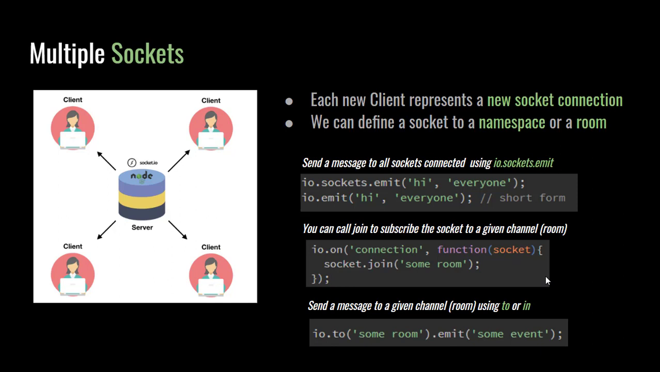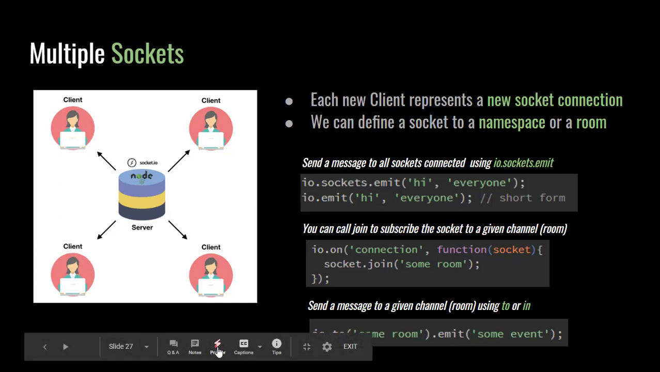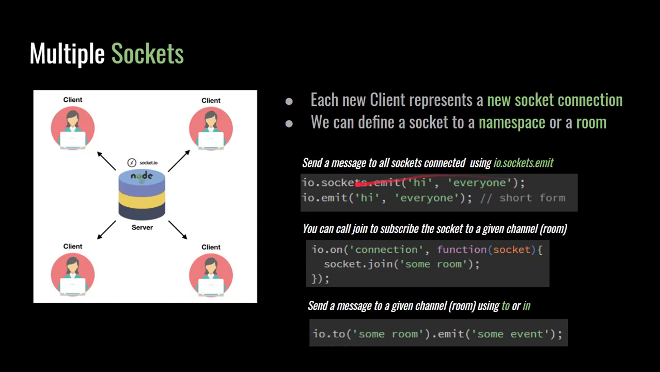So again, we are going over this again. I'll get my pointer out, why not? Send a message to all sockets connected using socket.emit. So io is to everybody, socket.emit, hi everyone, and basically the short form is io.emit. So that's to everybody.